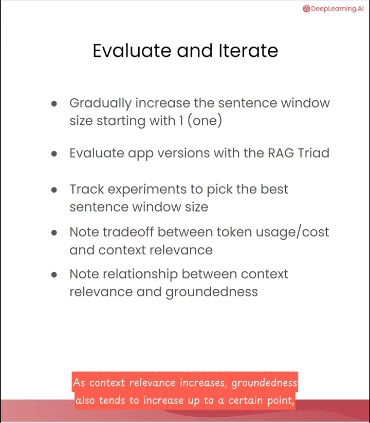As context relevance increases, groundedness also tends to increase up to a certain point. But if the context size becomes too big, even if the context relevance is high, there could be a drop in the groundedness because the LLM can get overwhelmed with contexts that are too large and fall back on its pre-existing knowledge base from the training phase.